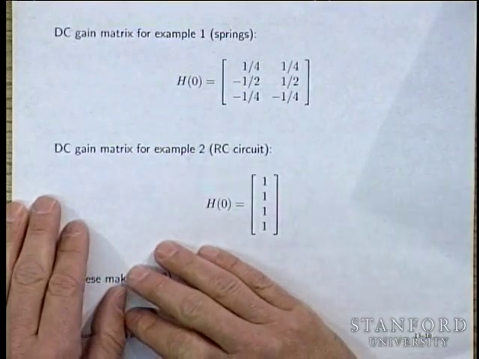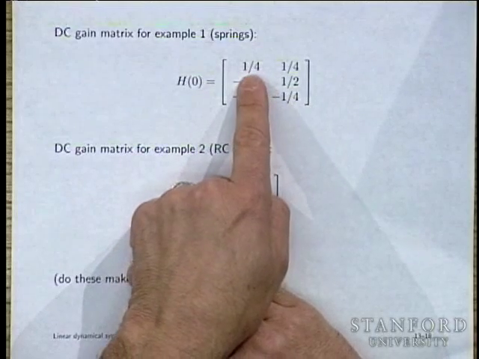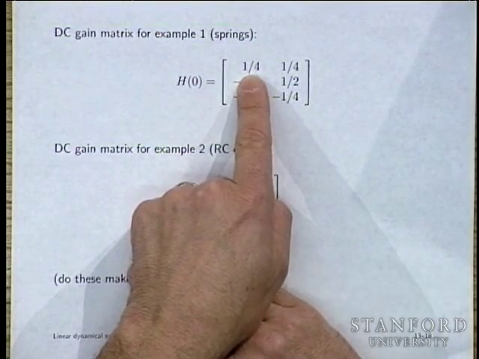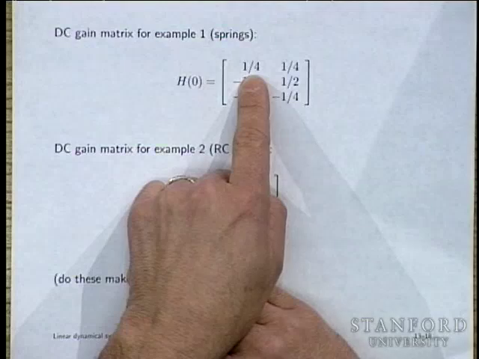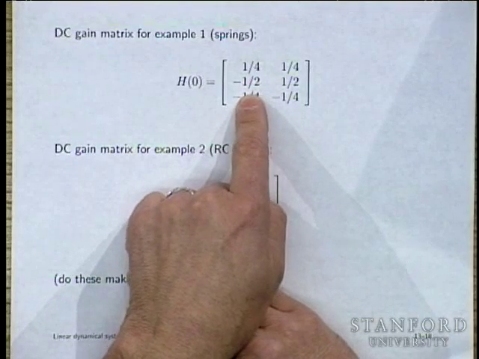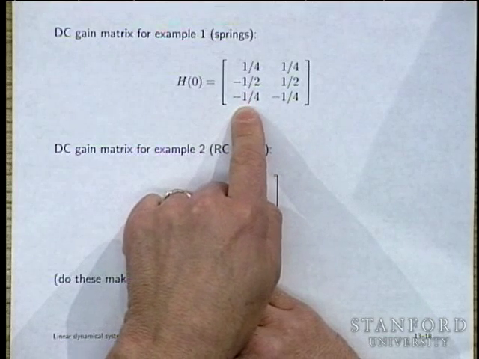Did I get my story right? Yes, I did get my story right. So this says that if you apply 1 Newton, the left mass, that's the first position, moves a quarter meter to the left. The next one moves minus a half, that's twice the displacement. And the other one moves minus a quarter.